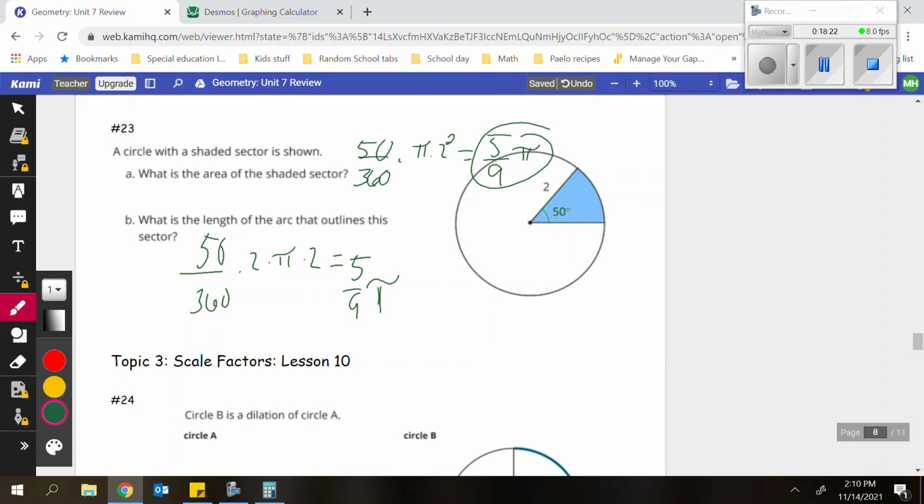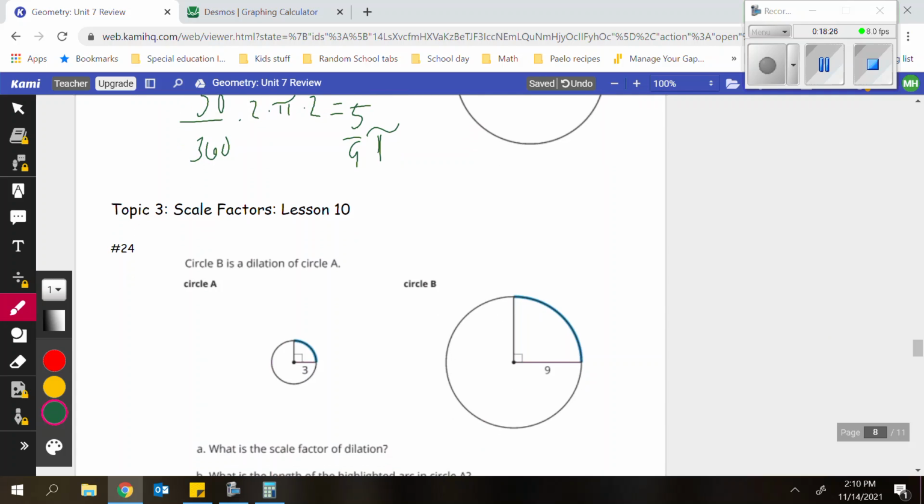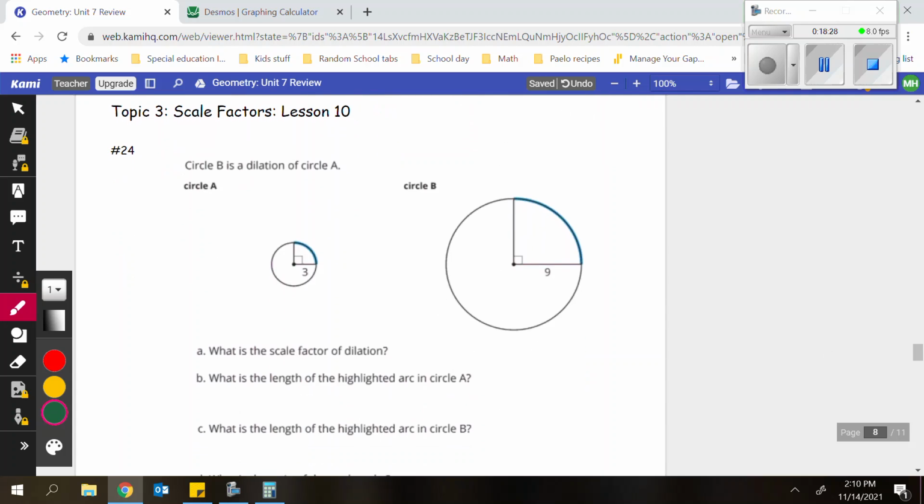Okay. All right, topic 3, scale factors. Circle B is a dilation of circle A. What is the scale factor? So when we see circle B is a dilation of circle A, that means this is the image, and this is the pre-image. Okay, what did I multiply 3 by to get to 9? So 9 over 3, which equals 3.